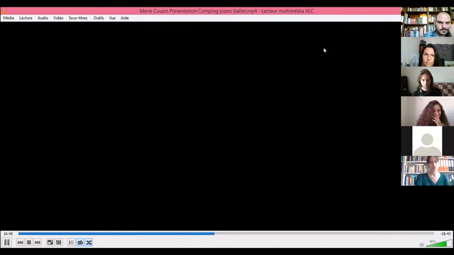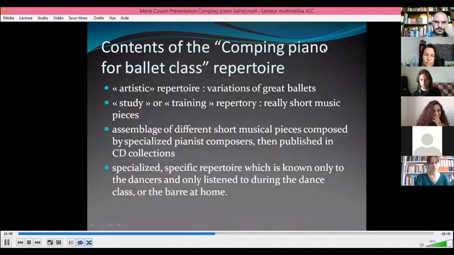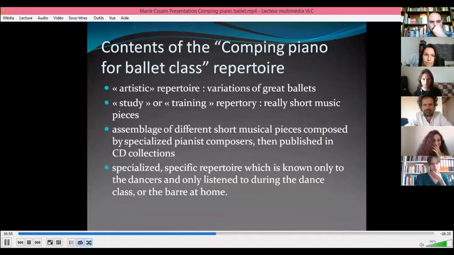The recorded music repertoire specificity. The content of the accompanying piano repertoire for ballet class is a full repertoire, artistic and training, that is, not considered as artistic only for rehearsal. First repertoire, artistic: variations of great ballets. Second repertoire, study or training: really short music pieces.